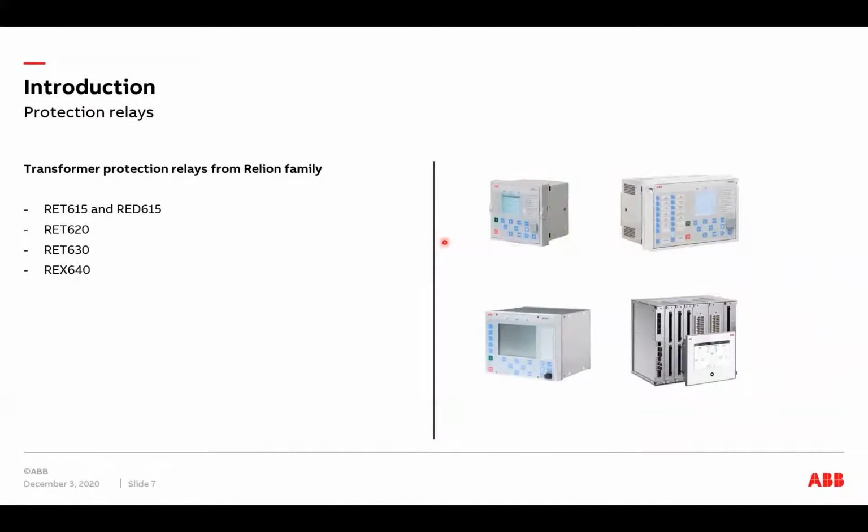For this, we have different protection relays available from ABB Distribution Solutions. The protection relays I have here are from the Relion family. First of all, we have from the 615 series, the RET and RED 615. Now the difference between these two relays is that the RET is a transformer protection relay and the RED is a line differential relay.